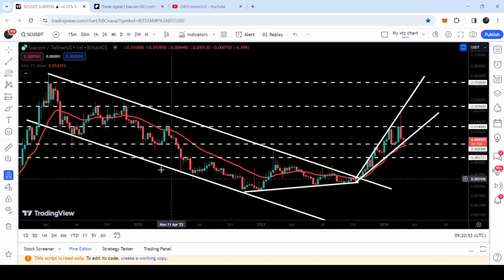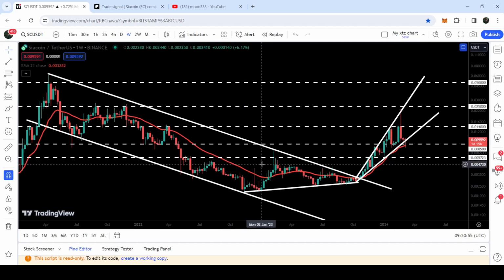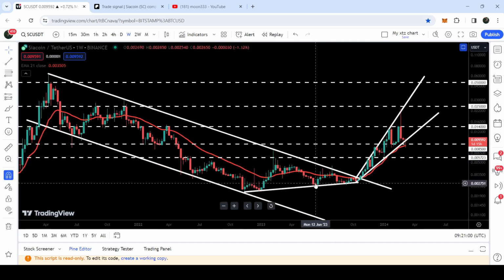And I would also like to show you this huge breakout from this very, very huge falling down channel and from this symmetrical triangle as well.